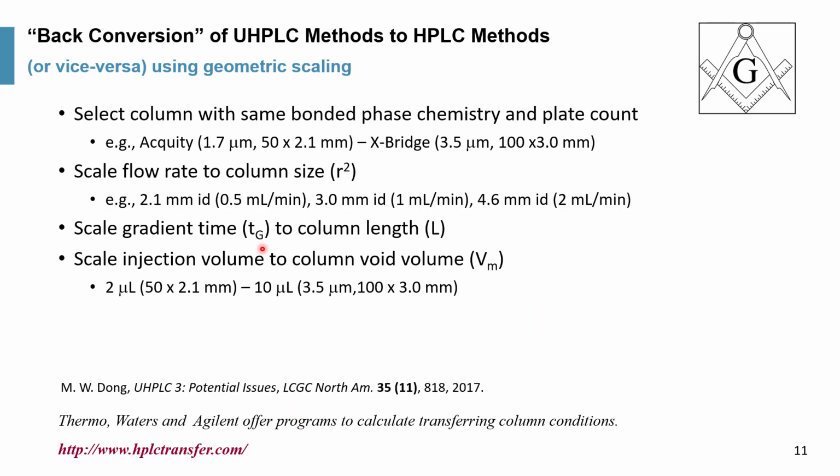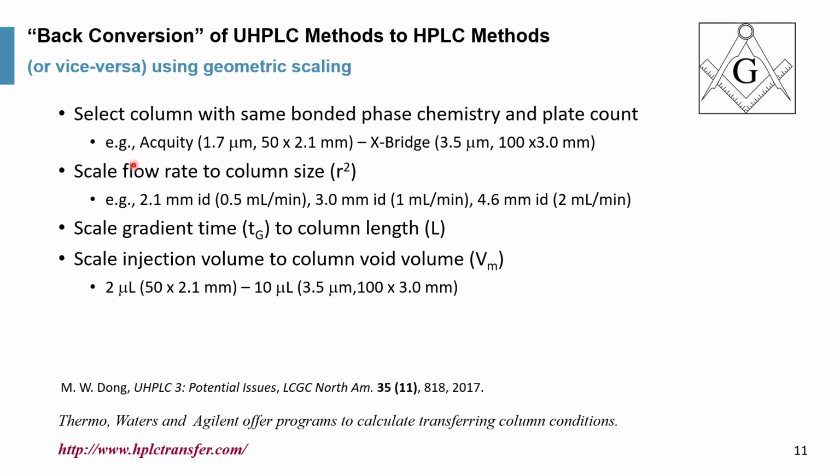Here is a little bit of detail on how to back convert a UHPLC method to HPLC. Condition number 1, you must select a column with the same exact bond phase, the same chemistry, and also similar plate count, right? For instance, if you convert an Acquity 1.7 micron column method, 5 centimeter long, you use the same bond phase called XBridge, twice the particle size, twice the column length, so that one would have the same column efficiency. And also notice that the inner diameter is also much larger, 3 versus 2.1.